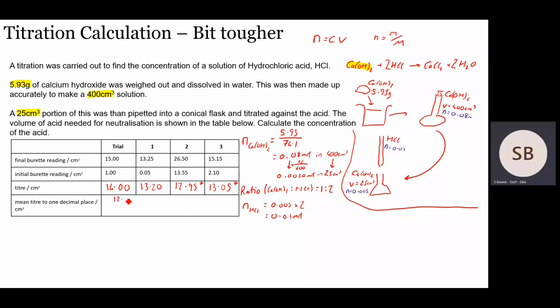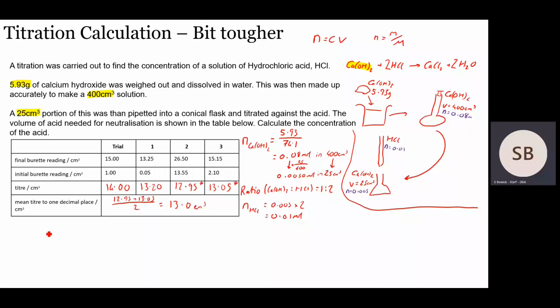So to work out the mean, you just do the average, add them together, and we're going to divide by 2, and we come out with 13.0 centimeters cubed. And it says it wants it to 1 decimal place. Not really sure why. Normally it would be to 2 decimal places. Now, in the exam, you can get marks for working out the titers. You'll get marks for selecting the concordant results, and you'll get marks for working out the mean titer. They are the easy marks on any kind of tricky titration calculation.